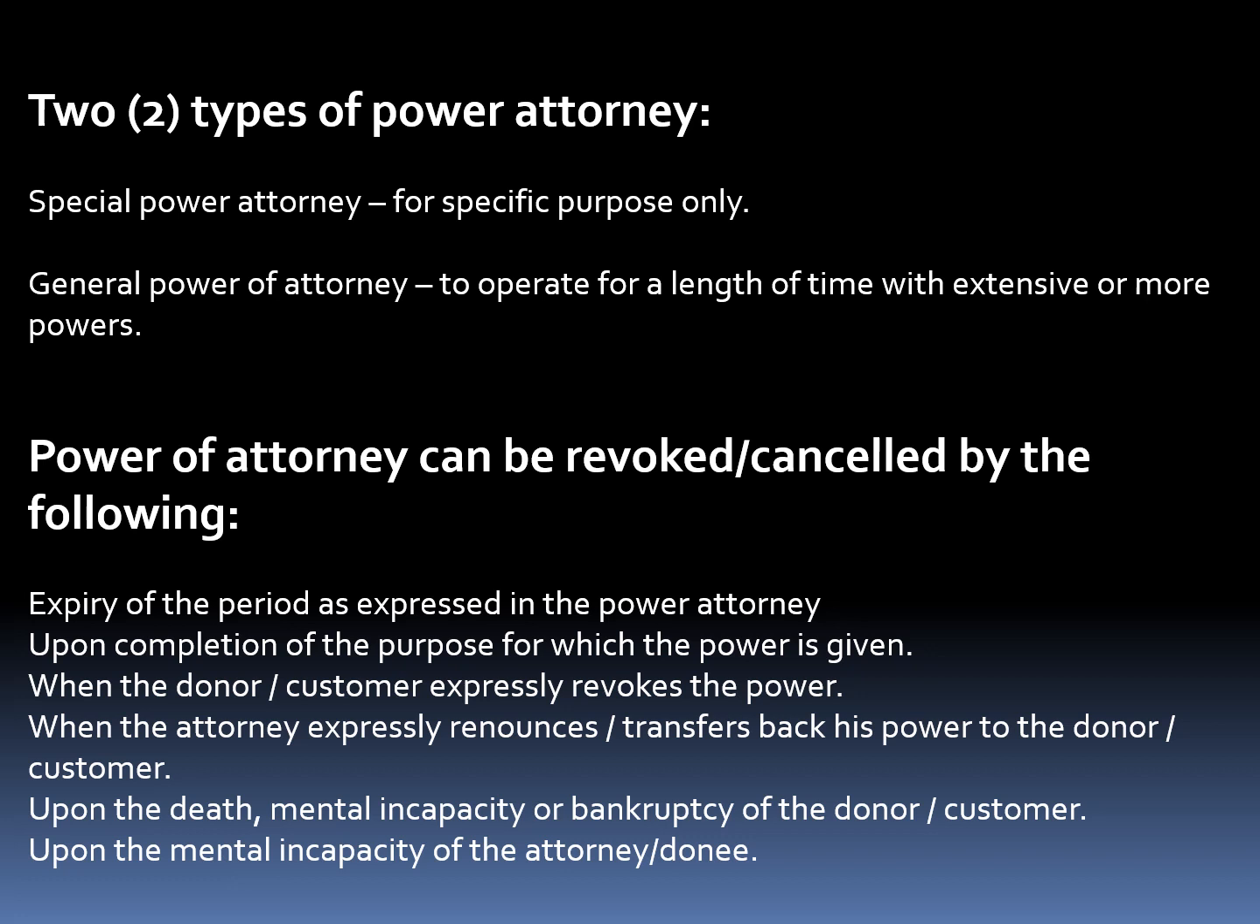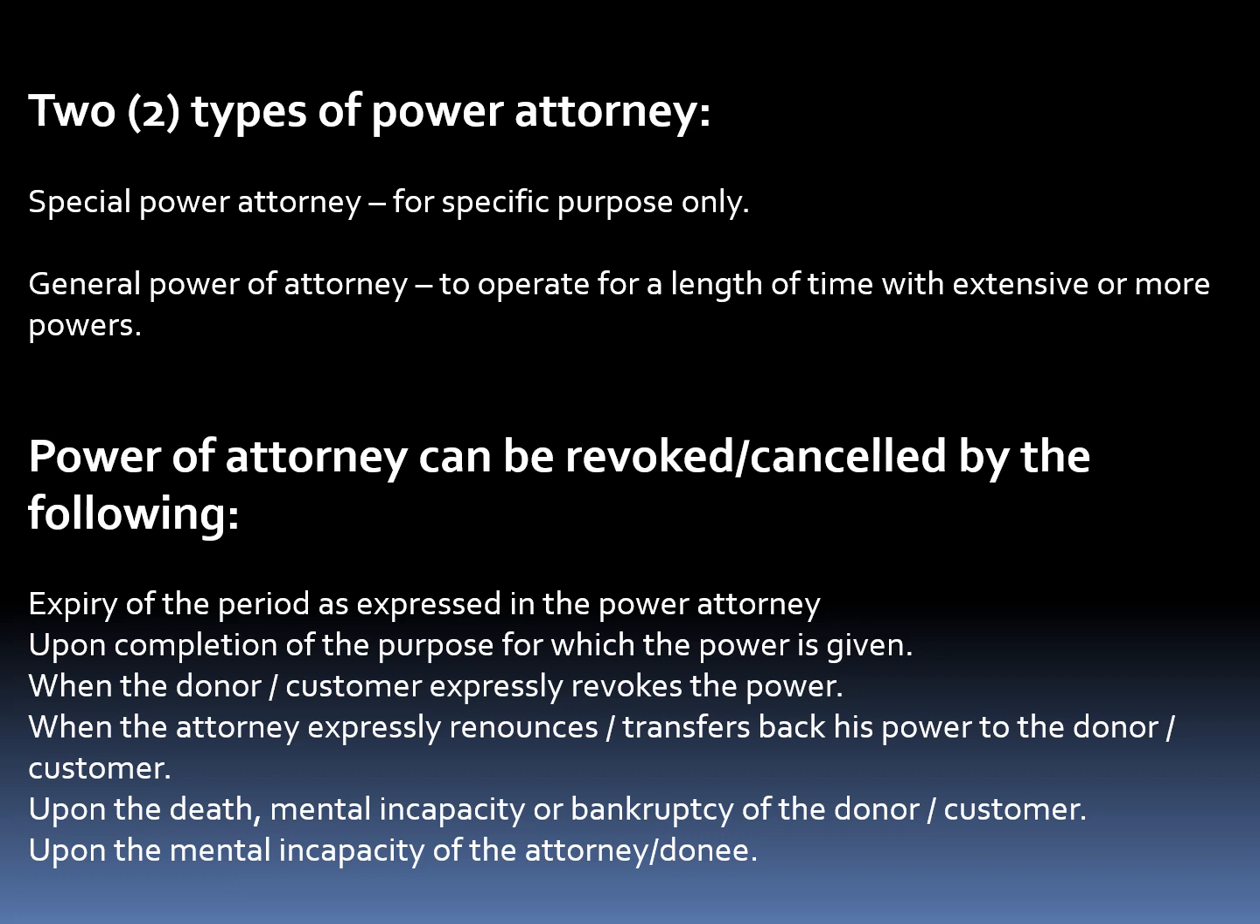Okay, the second one is upon completion of the purpose for which the power is given. Ni macam contoh special power of attorney lah. Bila dah settle tugas, dah settle kerja, maka power of attorney tu akan terbatal dengan sendirinya. Okay, the third is when the donor or customer expressly revokes the power. Okay, bila mana customer ataupun principal tadi nak batalkan, tak jadi dah nak guna khidmat attorney tadi, so dia revokes the power of attorney. Okay, number four is when the attorney expressly renounce or transfer back his power to the donor or customer. Ini bila mana attorney tu ataupun peguam tu sendiri yang mengembalikan balik power of attorney kepada principal ataupun customer tu, dia tak nak berkhidmat dah.